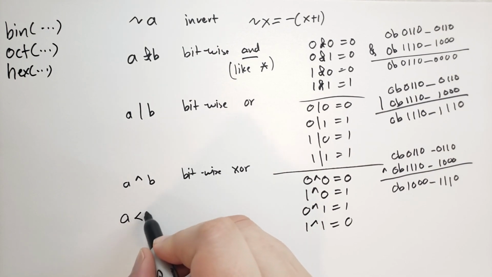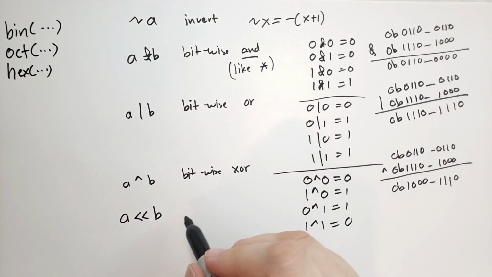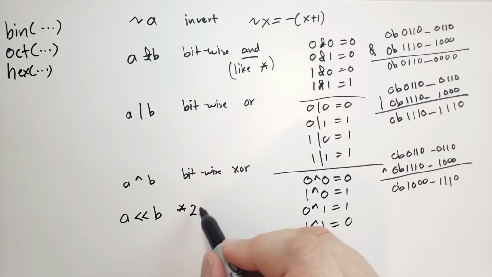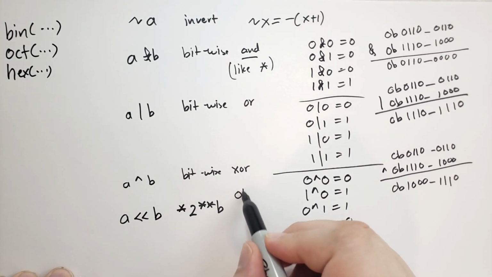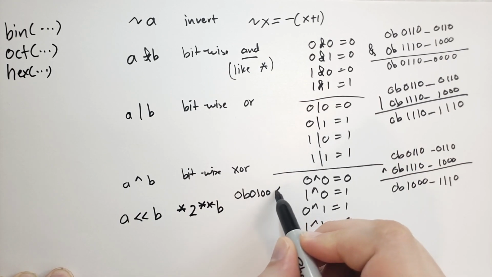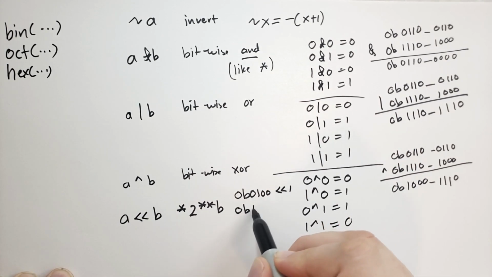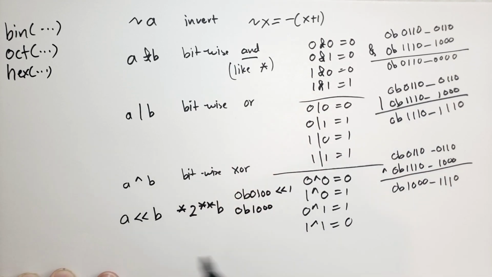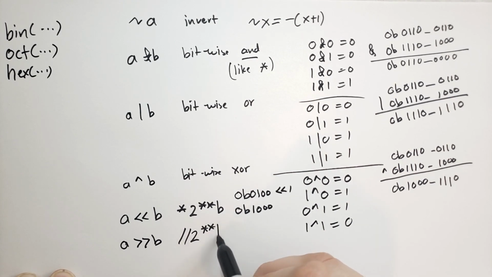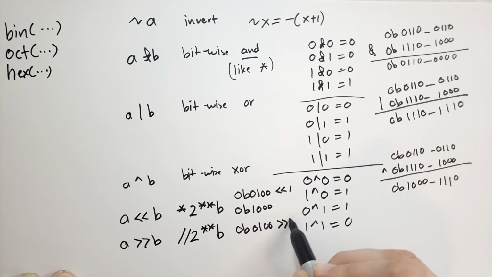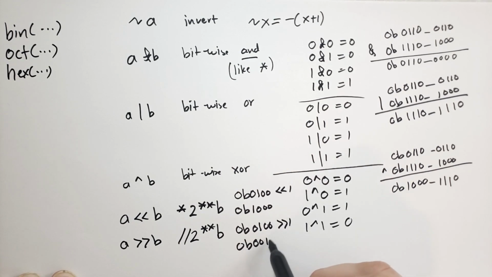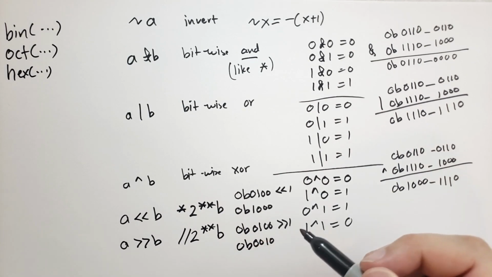Okay, there's two more operations. One is called A left shift B, and what this does is it's basically like multiplying by 2 to the power of B because it's moving the bits left. So for instance, you have 0b0100 and you shift left by 1, you're going to get 0b1000. Okay, and then you have right shift, which is like floor division by 2 to the power of B. So 0b0100 right shift by 1 would be 0b0010. And if there's anything on the right, it's just dropped off.